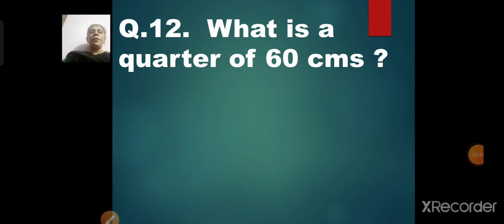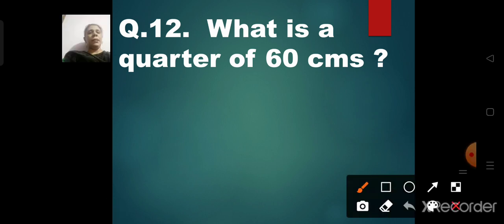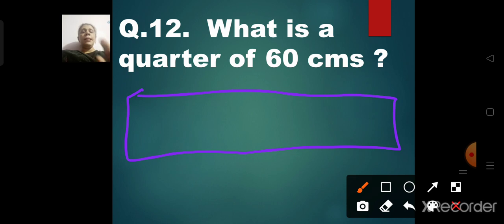What is a quarter of 60 centimeters? Now children, I have this one as 60 centimeter. Wait, I'll draw nicely. Okay. This is 60 centimeter. I'll divide it into 4 parts. 1, 2, 3 and 4. 1 part. Now it is 60 centimeter, children. So what will be a quarter of 60 centimeter? Now children, 60's half will be 30. Correct. So what will be a quarter?